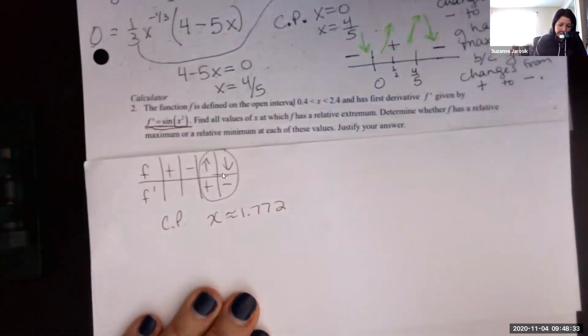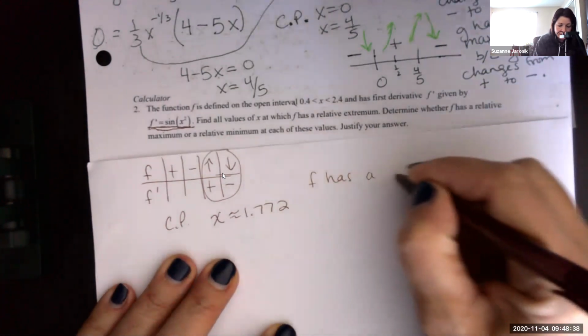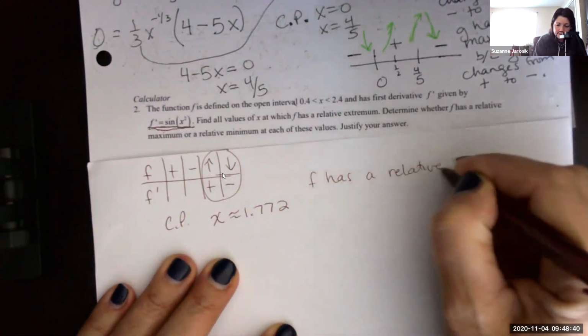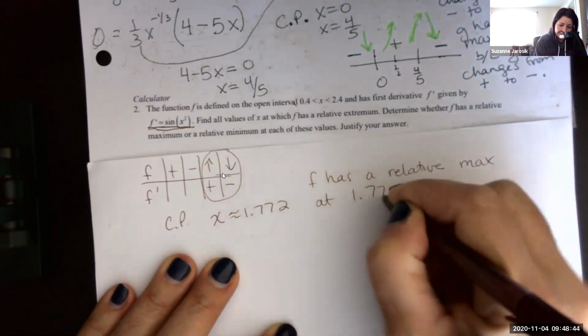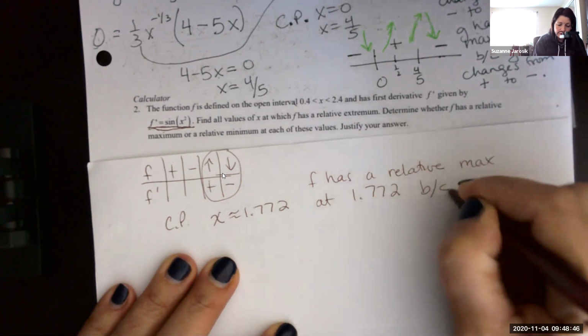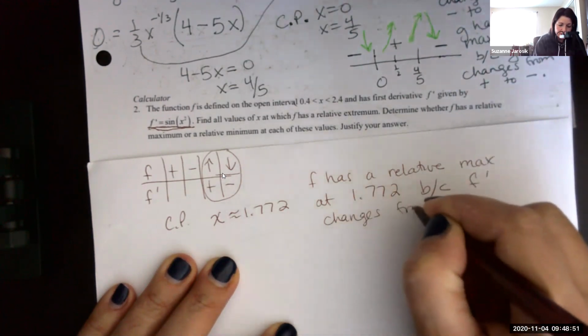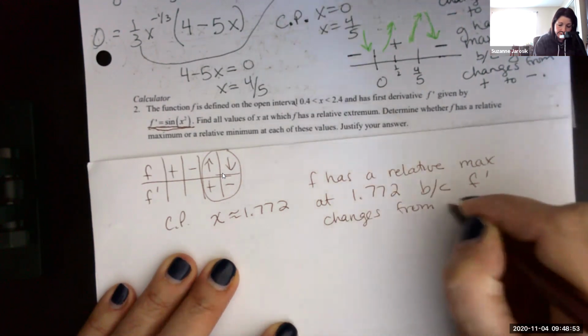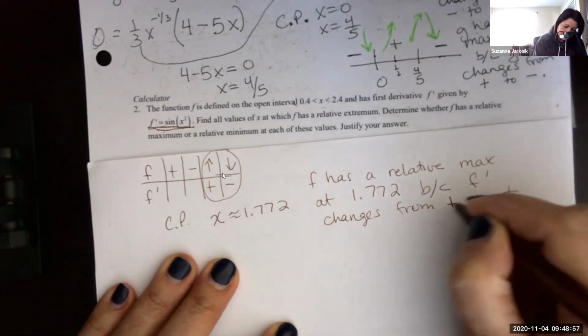So that means that f has a relative max at 1.772 because f prime changes from positive to negative.